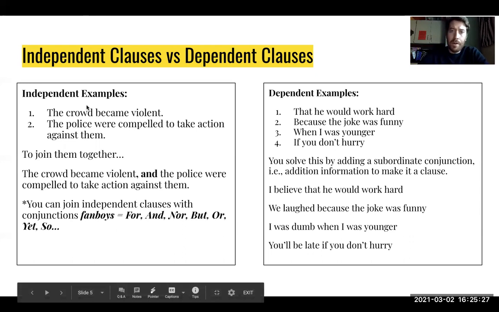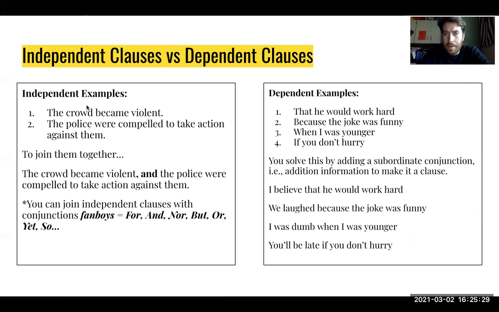Again, the other type of clauses are dependent. So this is whenever you have a clause or a segment of writing that is incomplete. It depends on the addition of more information. So some examples of dependent or incomplete clauses would be: that he would work hard. Okay, that's not a complete thought. Because the joke was funny. That is an incomplete sentence. That is a dependent clause.